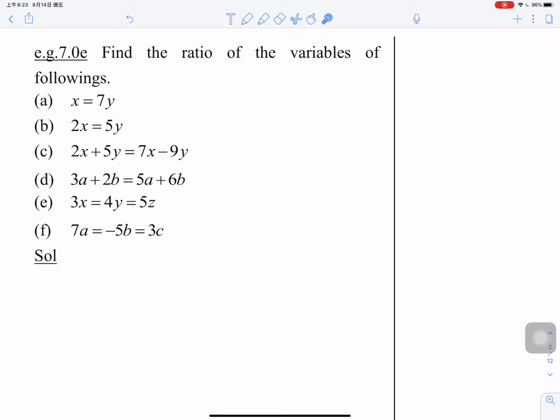7.0e. Have a look. Find the ratio of the variables of the following. You need to find the ratio. Do you understand the question? Here we have 6 questions.